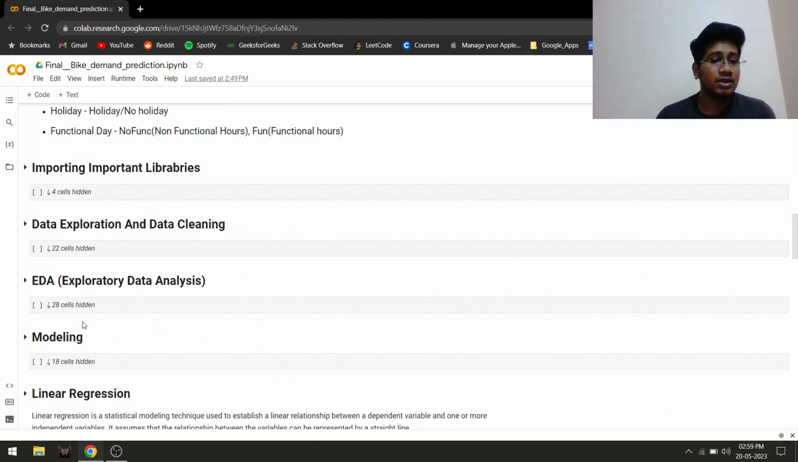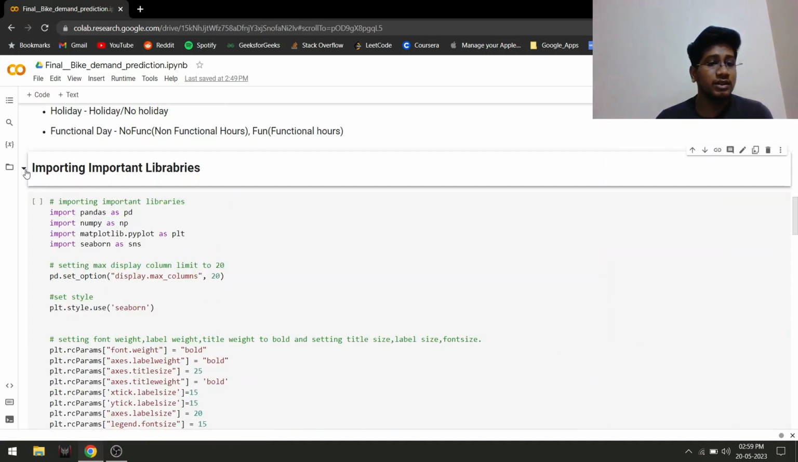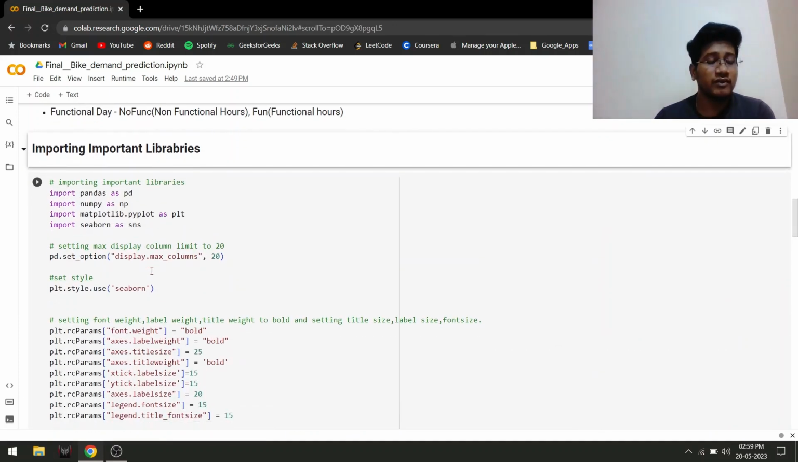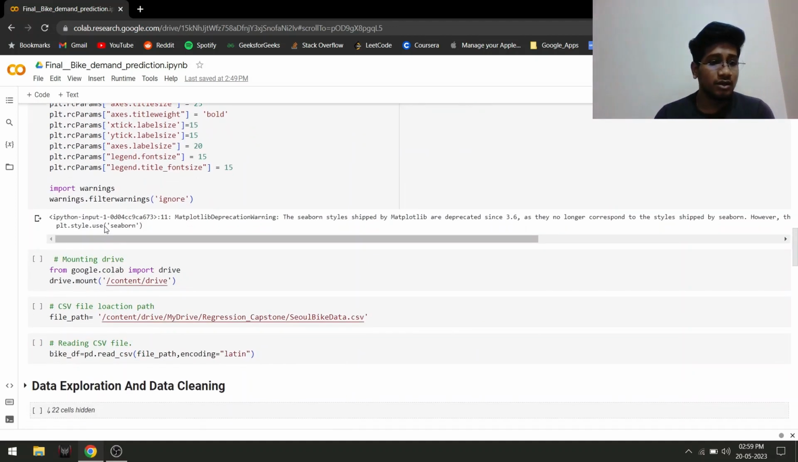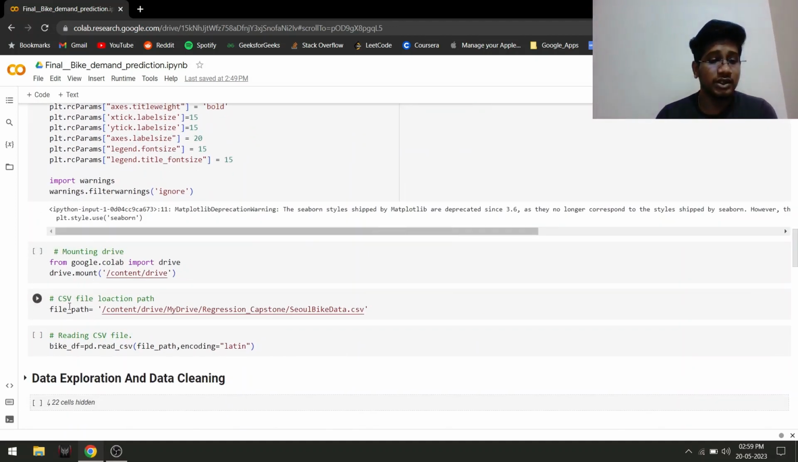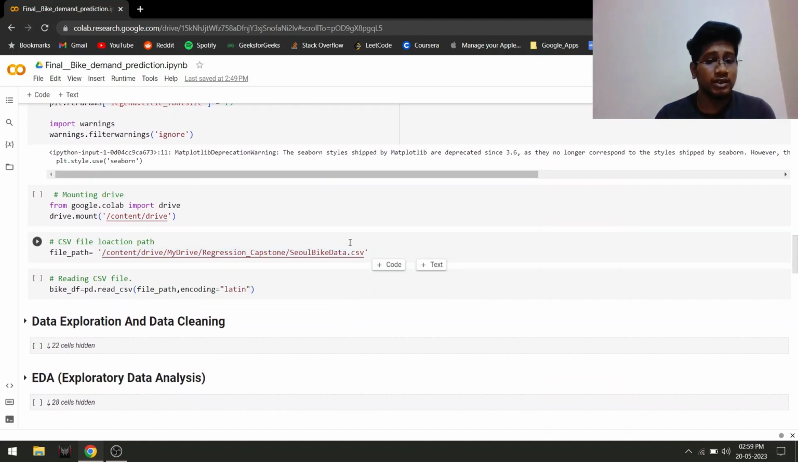So let us start with importing important libraries. First, we will import pandas, numpy, matplotlib, and seaborn. Then we will mount the drive and give a file path for our dataset, and we will give a name like bike data frame to this.